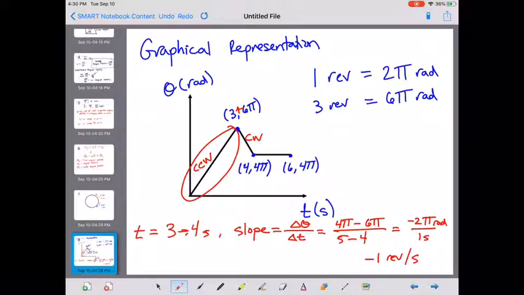Okay? Now, after I hit 4 seconds. I'm sorry, I messed this up here. This is supposed to be from 3 to 4 seconds, so 4 minus 3.